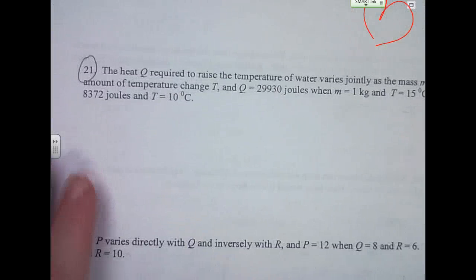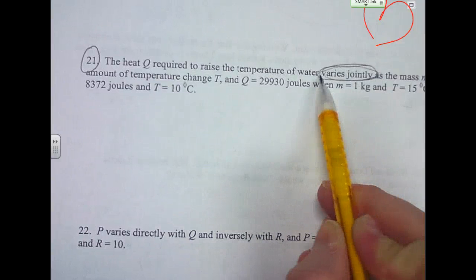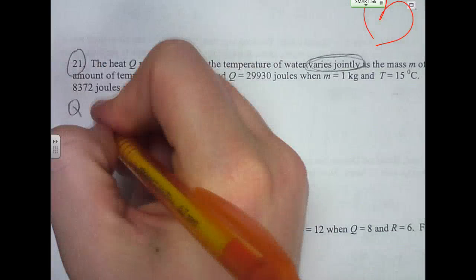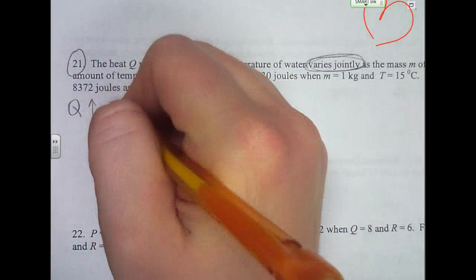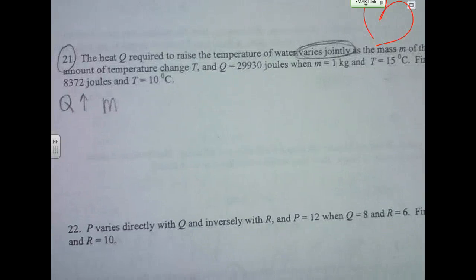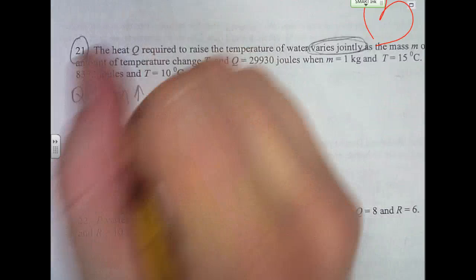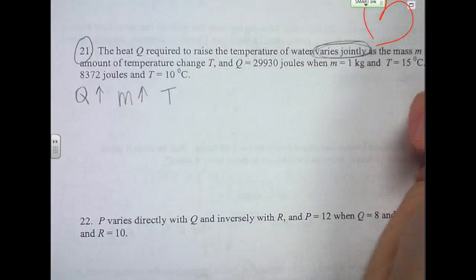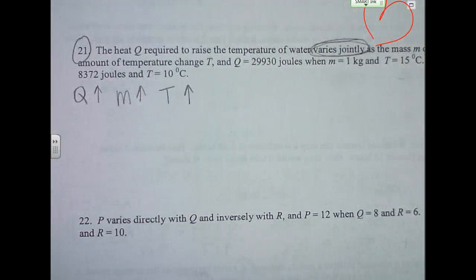So if you weren't here yesterday, this is what we did yesterday. This one varies jointly. So first let's write our letters out. The heat Q, so we always start with that up arrow, required to raise the temperature of water varies jointly as the mass M. So does M go up or down for varies jointly? Up, good. And the amount of temperature change T, what does T do? Up. So varies jointly, everything goes the same way, everything goes up.